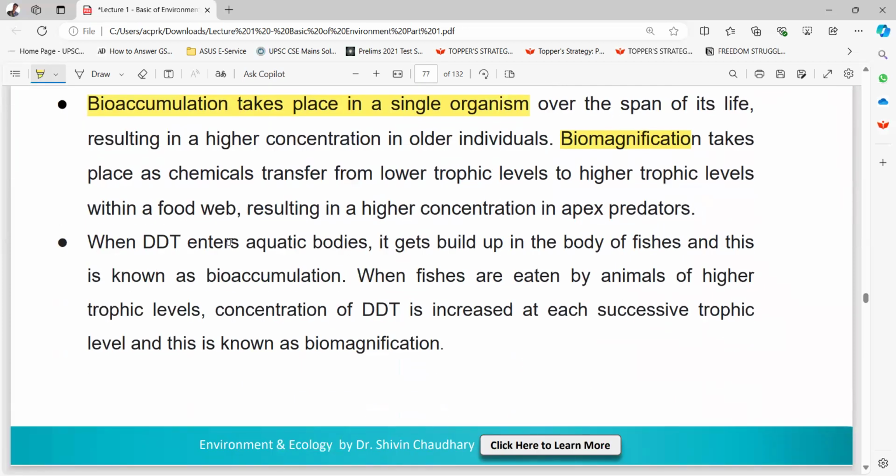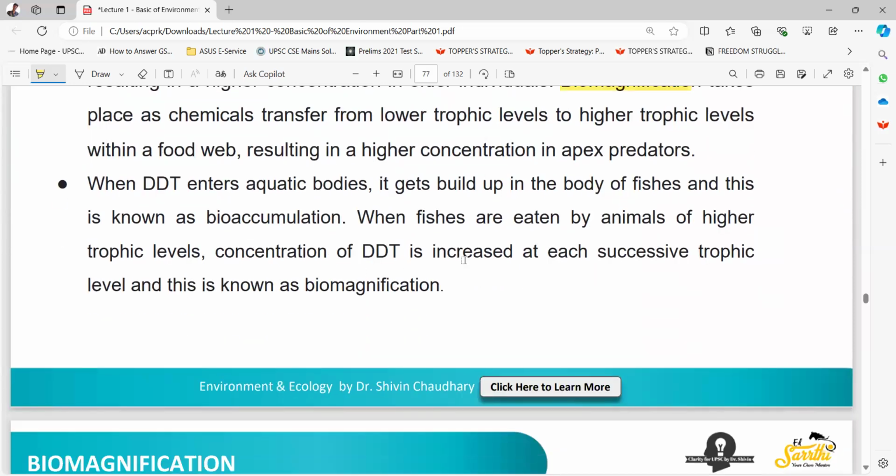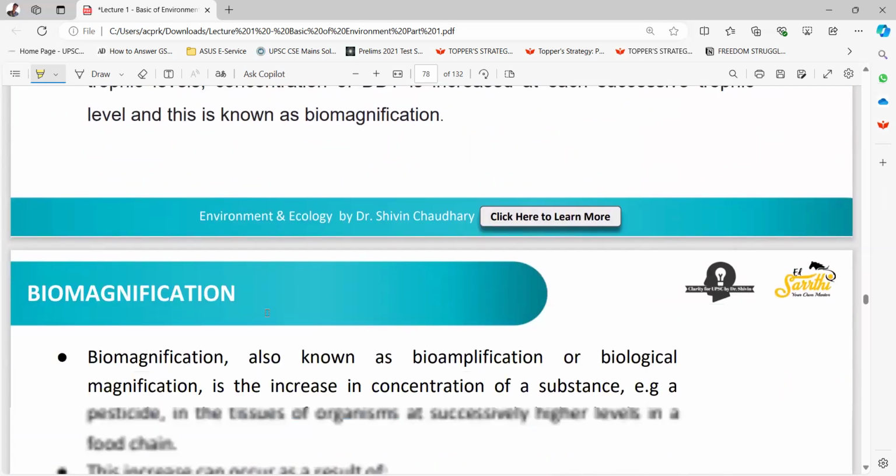When DDT enters aquatic bodies, it gets built up in the body of fishes, and this is known as bioaccumulation. When fishes are eaten by animals of higher trophic levels, concentration of DDT is increased at each successive trophic level, and this is known as biomagnification.